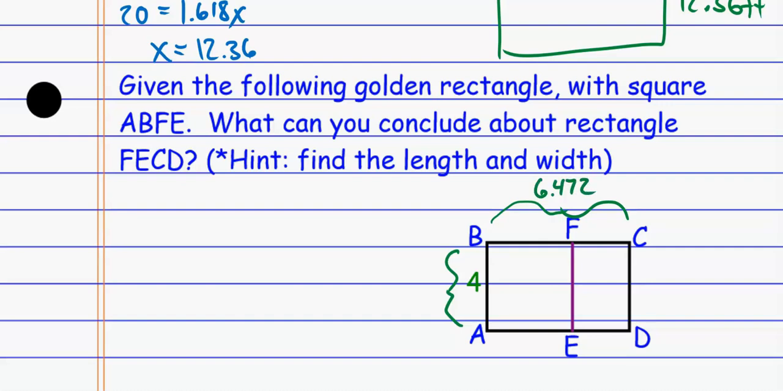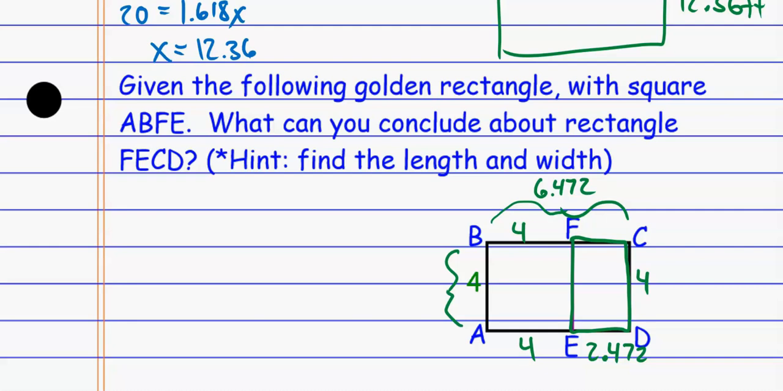When I do that, it gives me 6.472. And keep in mind, this thing is a square, so this piece is 4, this piece is 4. I can easily find ED now. If the whole side, AD, is 6.472 and AE is 4, then this piece has to be 2.472. What can we conclude about this smaller rectangle? Well, it's got a length of 4 and a width of 2.472.